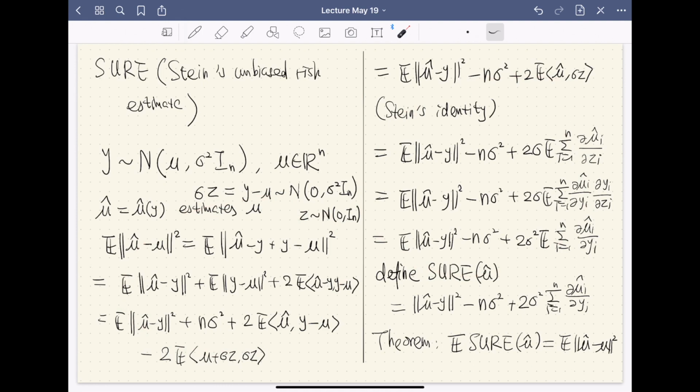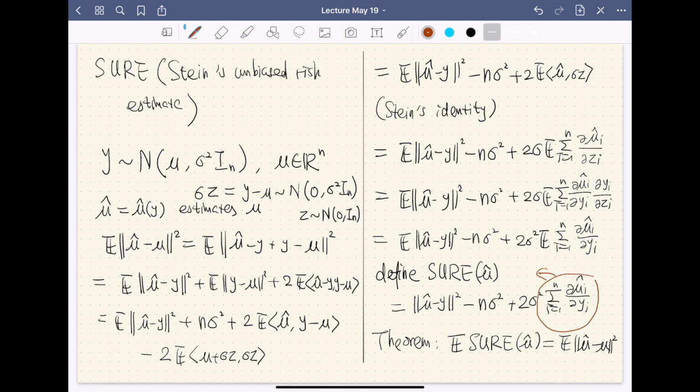Now let's take a look at the formula of Stein's unbiased risk estimate. We see that every term is computable, right? So mu hat is an estimator. Of course, you can compute it. Y is the original data, so you can compute it. You need to assume you know sigma squared. So if you know sigma squared, n times sigma squared, you also know it. For the partial derivative, since the estimator is a function of y, you know this function, so you can also calculate the partial derivative.